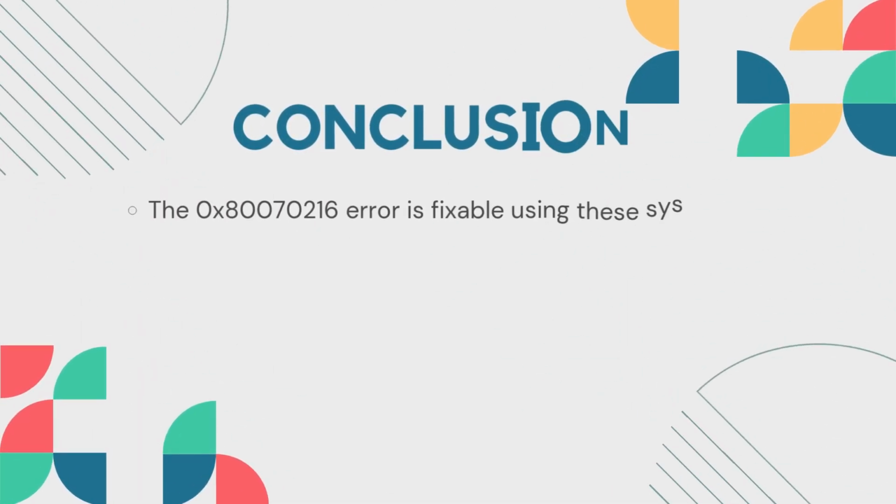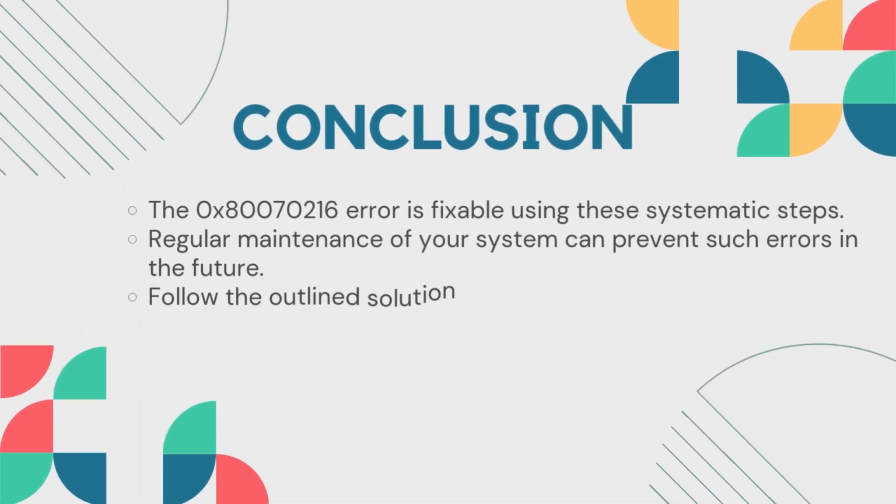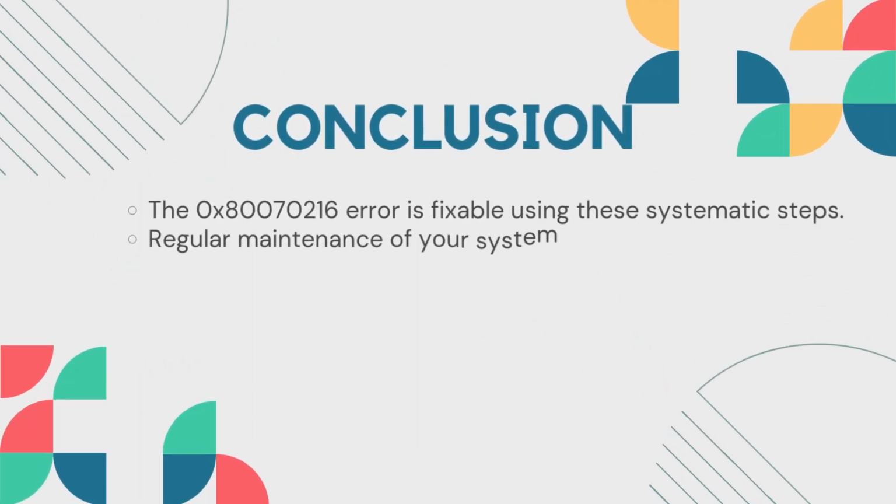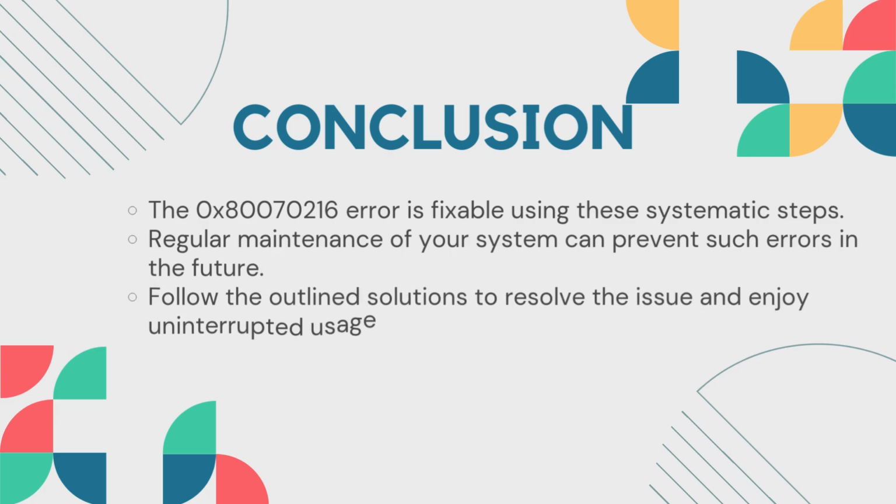Conclusion. The 0x80070216 error is fixable using these systematic steps. Regular maintenance of your system can prevent such errors in the future. Follow the outlined solutions to resolve the issue and enjoy uninterrupted usage of your Windows system.